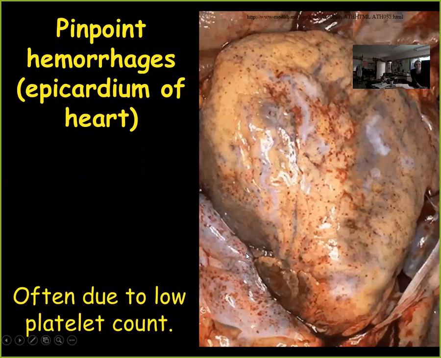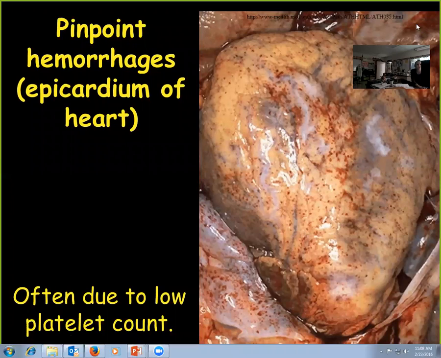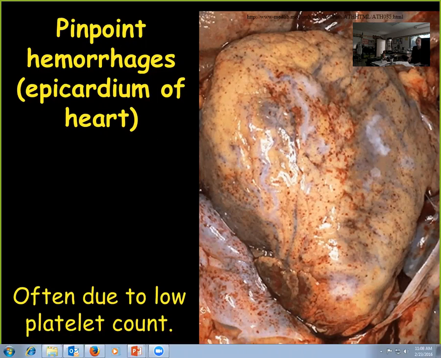That's good thinking. All right, so these are pinpoint hemorrhages. They're called petechiae, on the outside of the heart, due to a low platelet count. What do platelets do? No, not platelets, those are red blood cells.